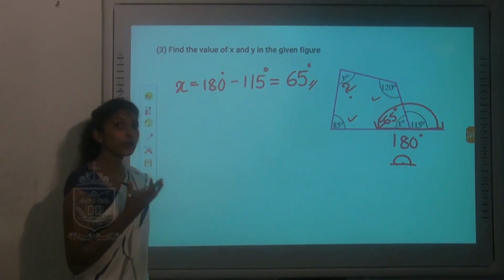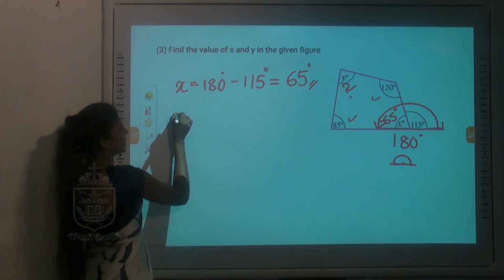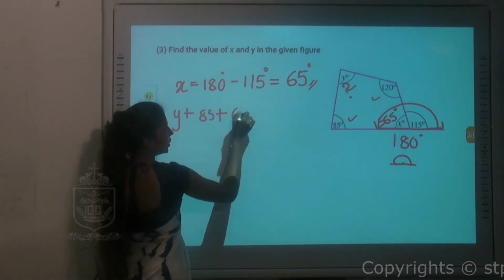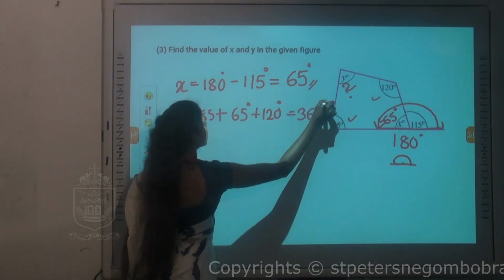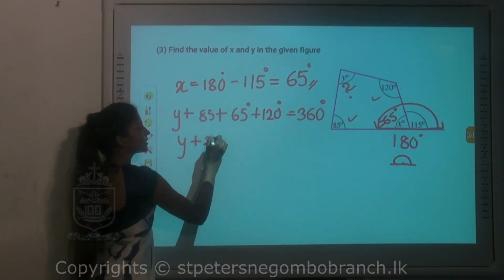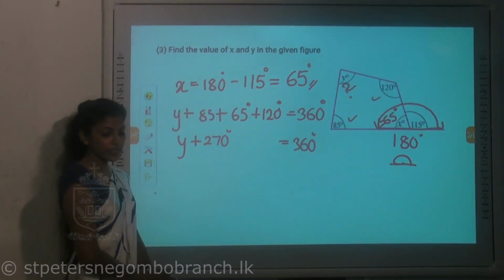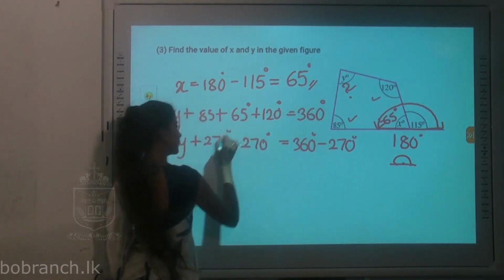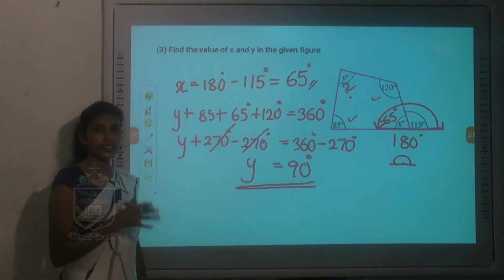So it's easy now, as what we did in the first two examples, we can perform the calculation very easily. That is y plus 85 plus the x value that we found, 65 degrees, plus 120 degrees equal to 360 degrees, and once you add all three interior angles you will get a sum of 270 degrees. Then you have to cancel 270 from this side. So let's subtract 270 from this side. So cancel off. What is the answer? 90 degrees in the remainder. So y value is 90 degrees.